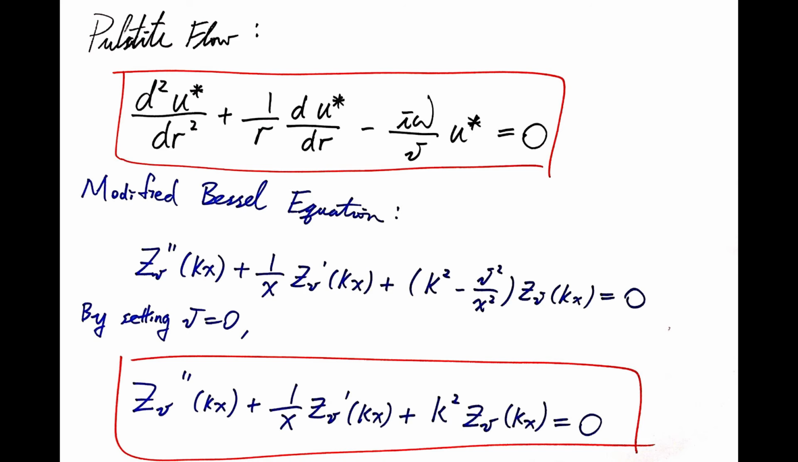This time, when we compare this equation with the projectile flow problem, we can see that the projectile flow problem is indeed a Bessel equation and can be solved by the Bessel function. Meanwhile, as this modified Bessel function is evaluated at kx, the form of the solution will be a little different.